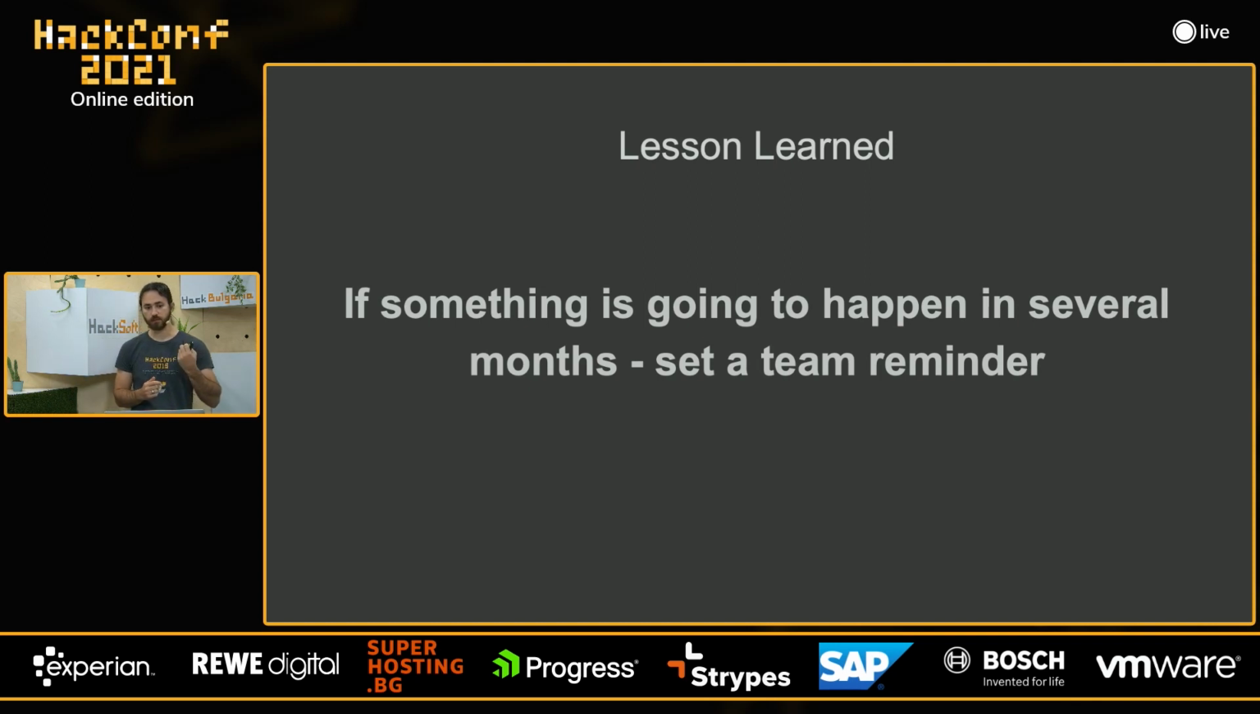What I learned is that if something is going to happen in several months, then set a team reminder. People come to the company and then leave. We change office during that time. So there are a lot of things that practically made us lose the knowledge and erase from our memory that, oh, this problem is going to happen again. We have other tables that are candidates for that issue.